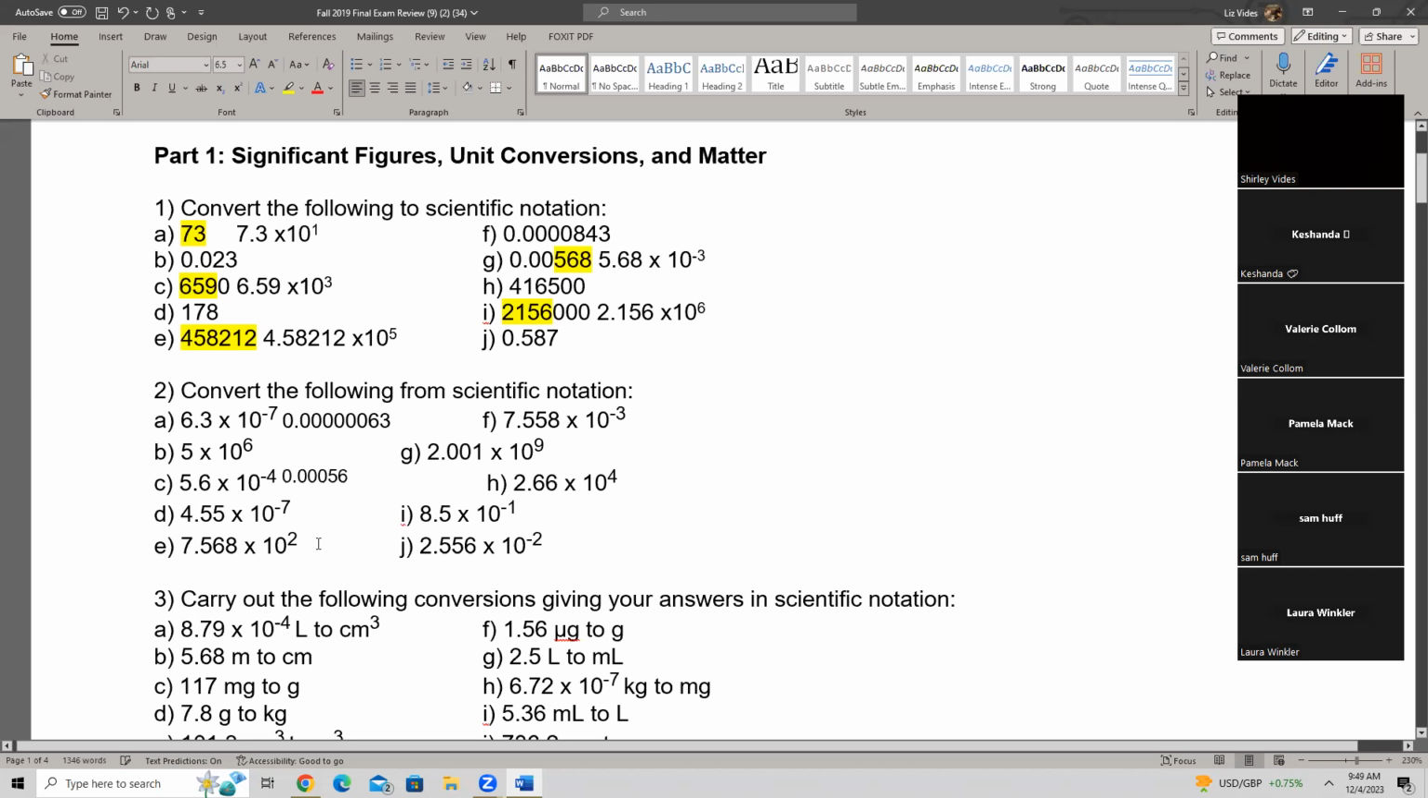Now, these are a little more picky. These you actually have to move. So if we're here, we have to move it 2, making it bigger, right? So 1, 2. So it's 756.8.